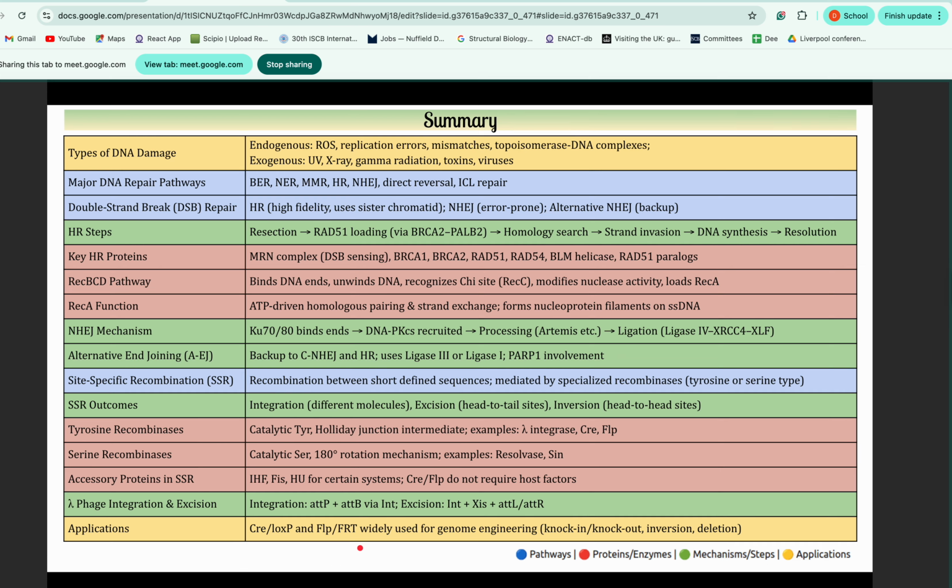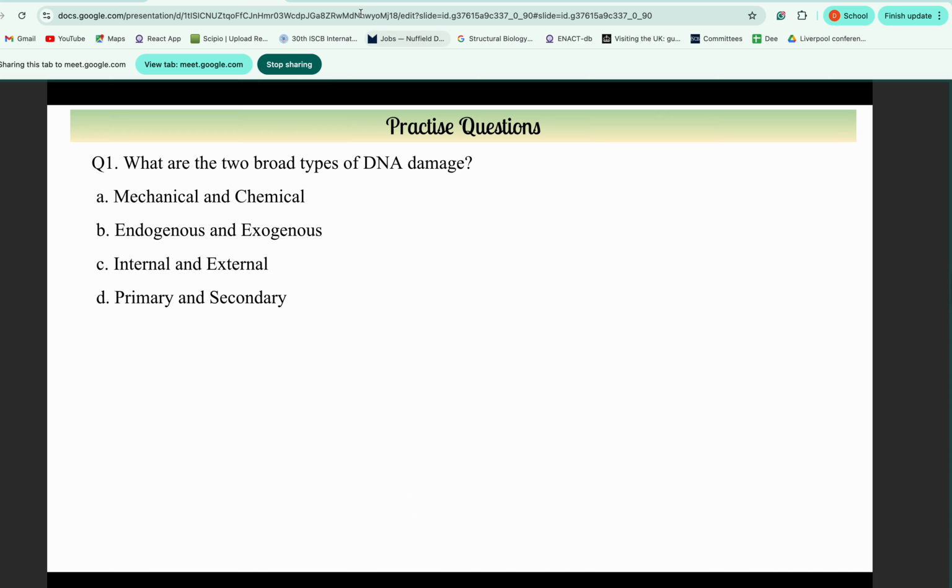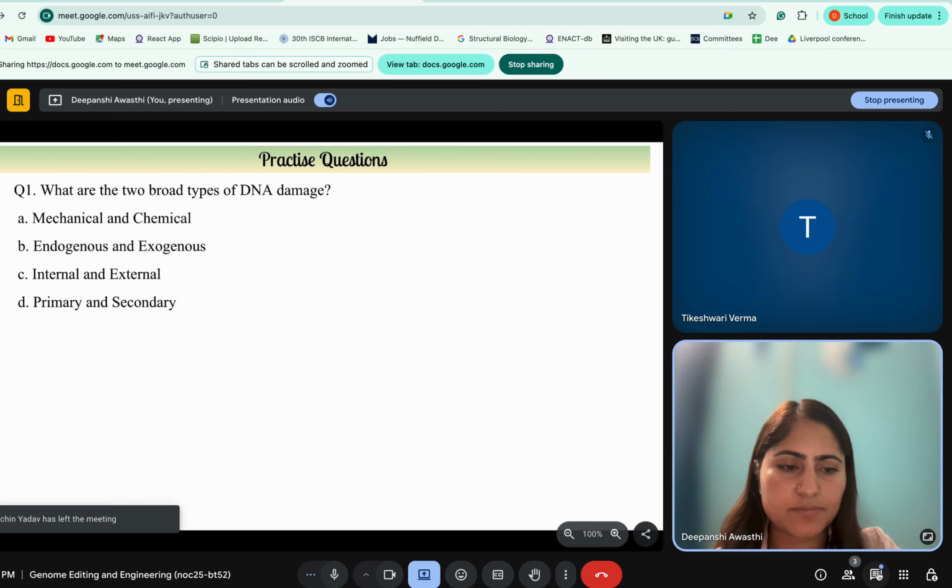And this is the entire summary of whatever we have discussed: the types of DNA damage and how many pathways are involved in repair. Then for double strand repair, the three main mechanisms, HR, NHEJ, and alternative NHEJ, and the steps of each of these pathways. Then we discussed site specific recombination and how it is different from homologous recombination. Then we discussed the types of recombinases, mainly tyrosine and serine, and among them we also discussed a few examples. And then we looked at the applications of site specific recombination. So this is all about today's session, and now we'll move to the MCQs.